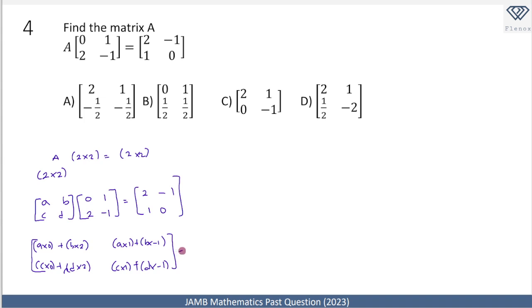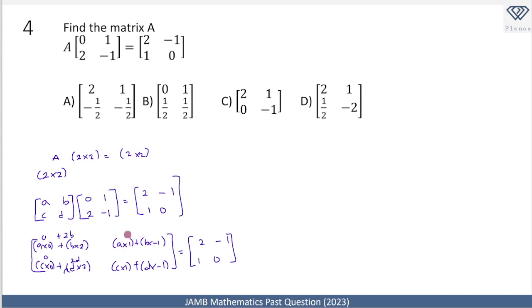And we're told that that is equals to what? 2 minus 1, 1, 0. So we can try to expand what we have over here. We know that A times 0 is 0. And 2 times B is 2B. So that will be A plus 2B, which is 2B. Here, C times 0 is 0. D times 2 is 2D. So that will be 0 plus 2D.